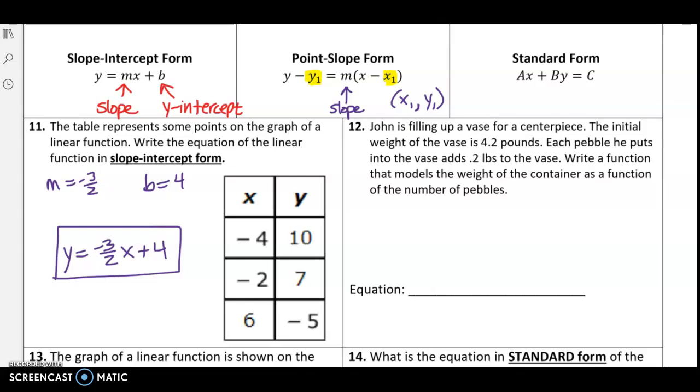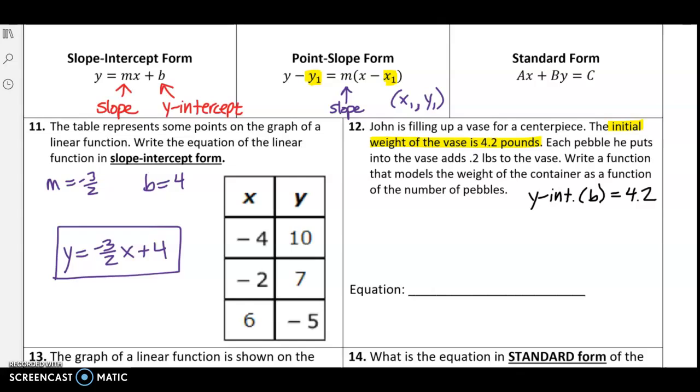Now let's go ahead and look at the real world one next to it. The real world one, we should be able to determine what kind of model we're using for it. John is filling up a vase for a centerpiece. The initial weight of the vase is 4.2 pounds. When you see the word initial or starting value or starting amount, that's your y-intercept. So our y-intercept, otherwise known as the b value in your equation, is 4.2.